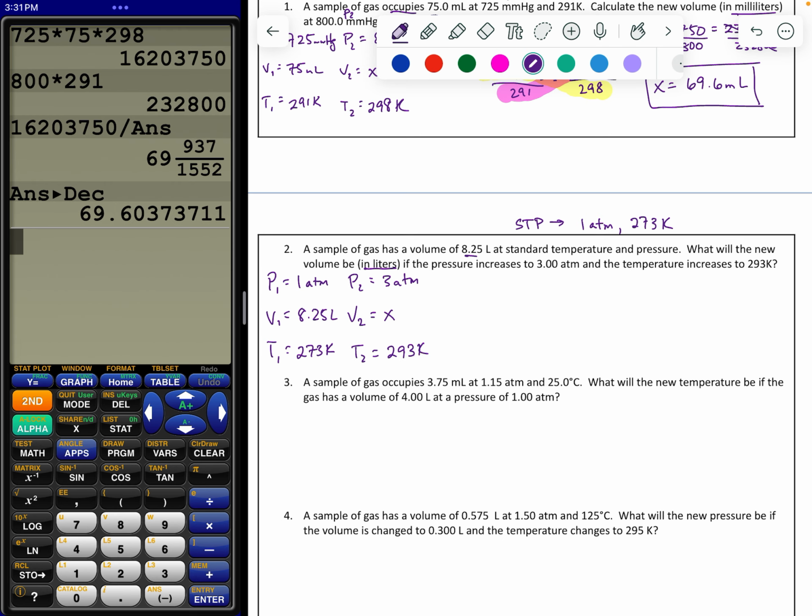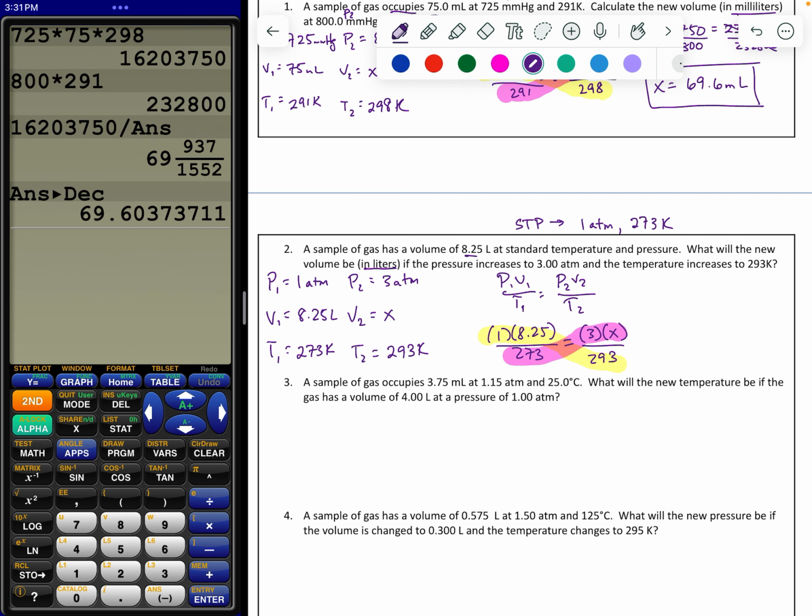All right, and so we use our equation, P1 times V1 over T1 equals P2 times V2 over T2. P1 we know is 1 atmosphere, volume 1 is 8.25, all over 273 Kelvin, equals 3, an X on top, and then we have 293 there. So I do the same thing, just cross multiply.